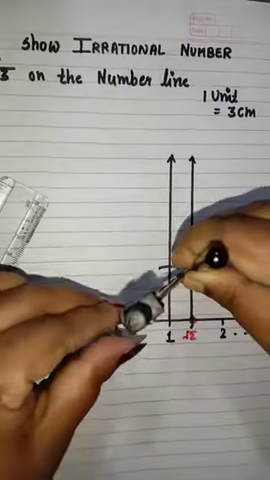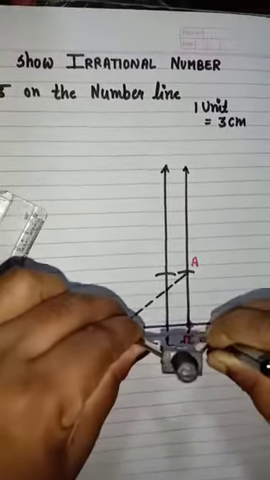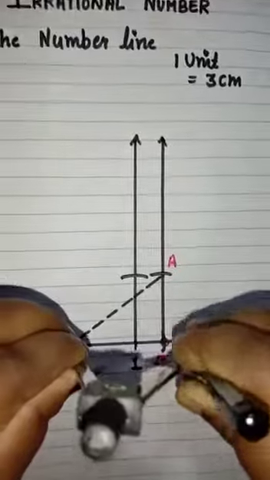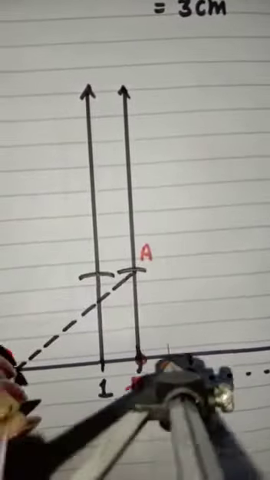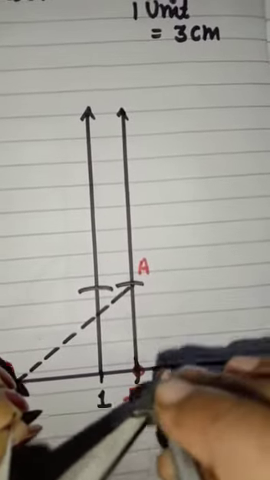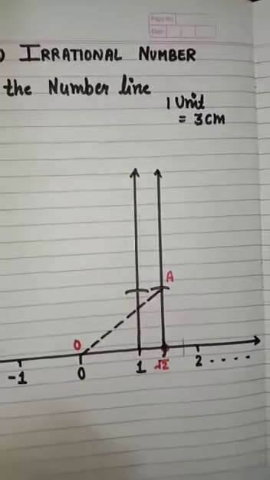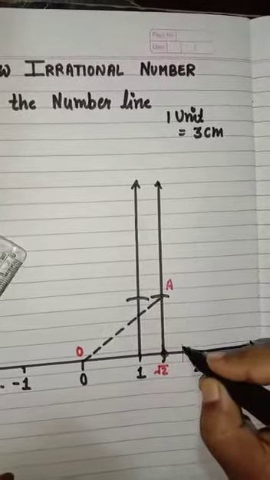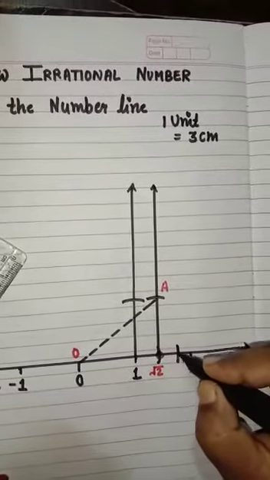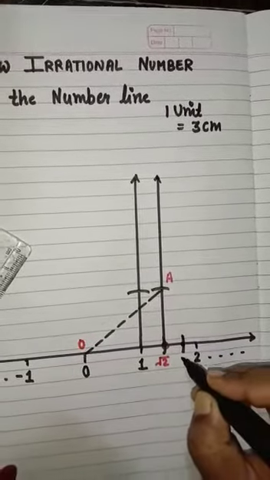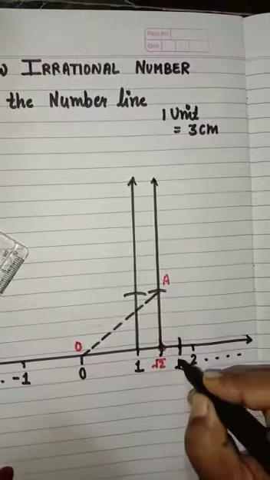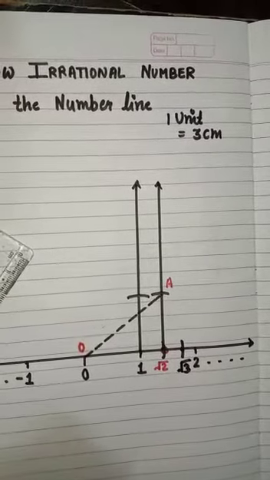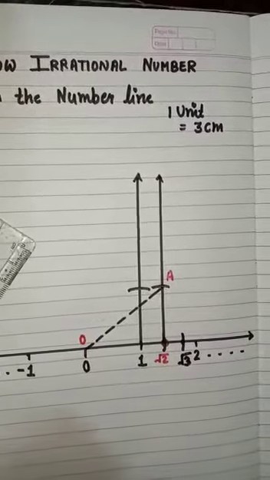And I am going to draw an arc on the number line with the same distance. So this intersecting point is nothing but root 3. This intersecting point is nothing but root 3.